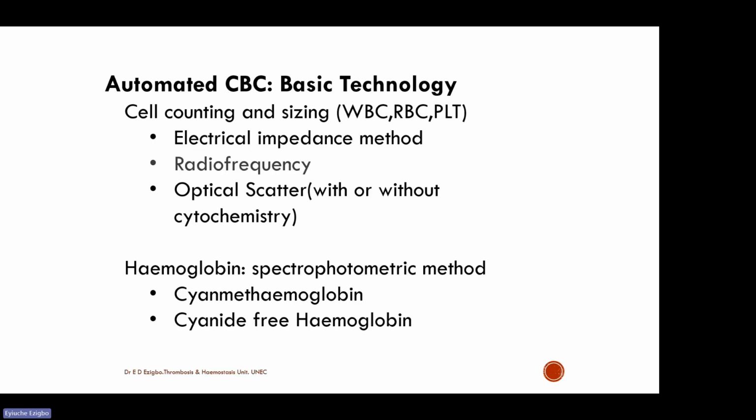There are some basic technologies involved in these machines used to count the cells: cell counting and sizing for WBC, red blood cells, and platelets. Some of these machines use what we call the electrical impedance method, radio frequency, optical scatter, with or without cytochemistry. Then for analysis of hemoglobin, the spectrometric method, they use cyanmethemoglobin or cyanide-free hemoglobin. So you are going to look at these basic technologies for counting the blood cells and the principles behind each.